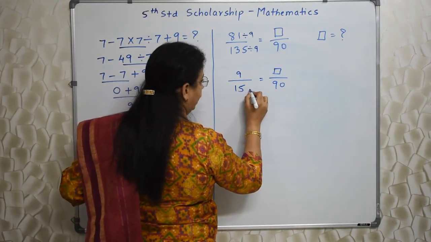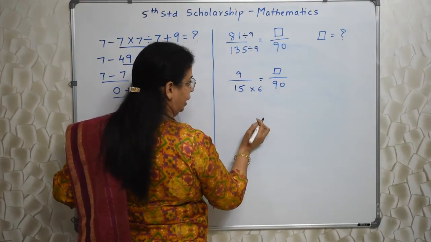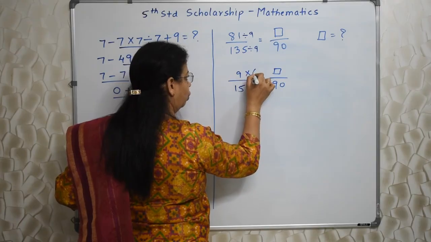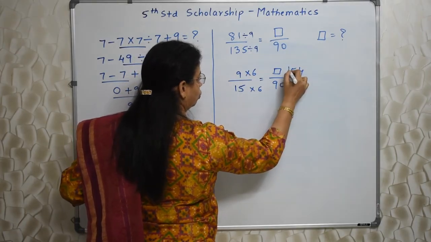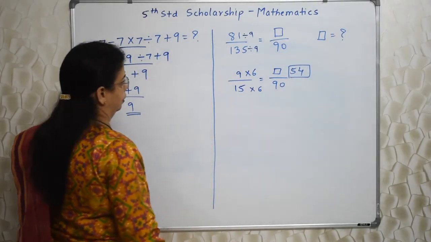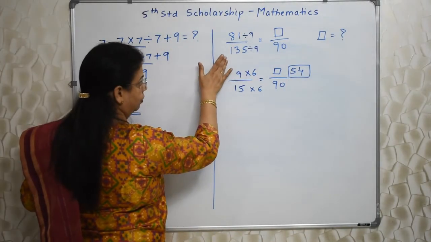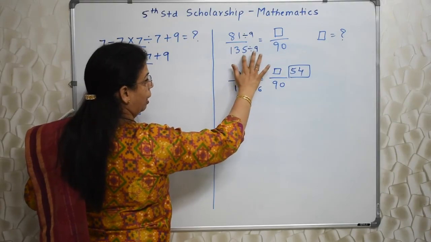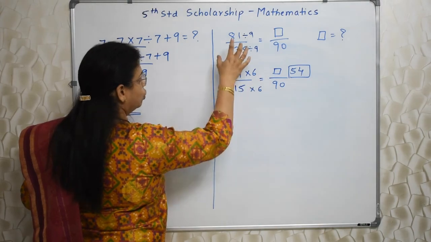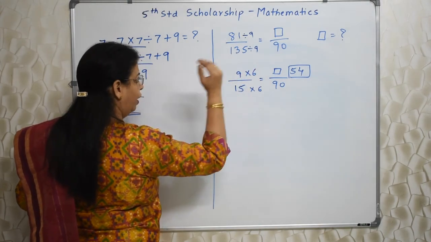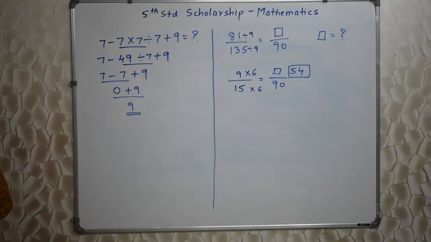Yes. 15, if I multiply by 6, I am getting 90. So the same thing I need to do here. So which number am I getting? 54. So 54 is the answer. Understood? We reduced this fraction because here it was not visible what the relation is. But there is a relation. So reduce, make them smaller and then find out. Okay? So the answer is 54.